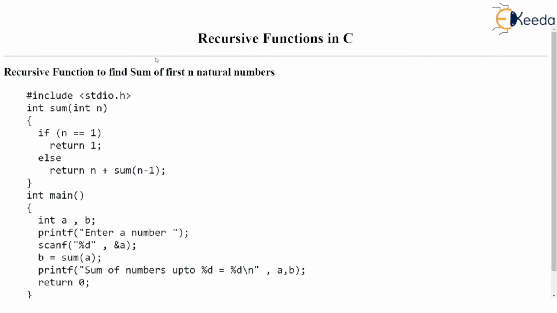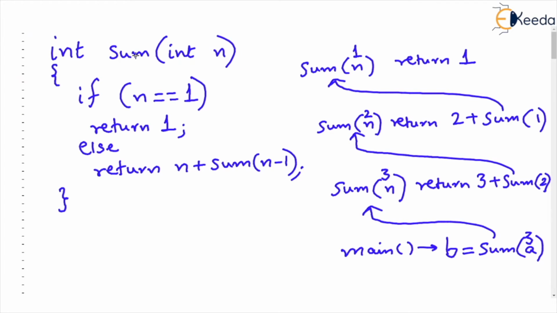Now, a very quick way of seeing this function in action: I have written the function again, and this function sum has been called from main by passing the parameter n as 3. Check the graph of the executions shown on the right hand side. Main has called the function as b is equal to sum(a), where a is 3.